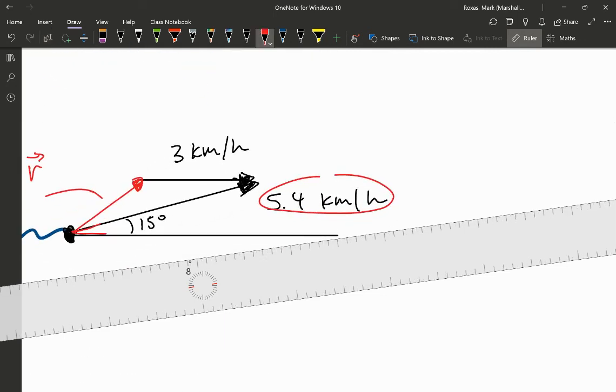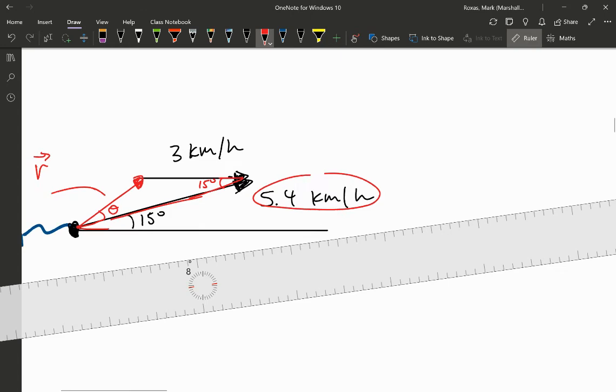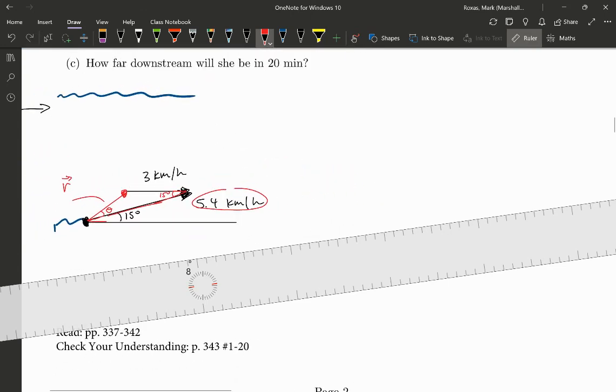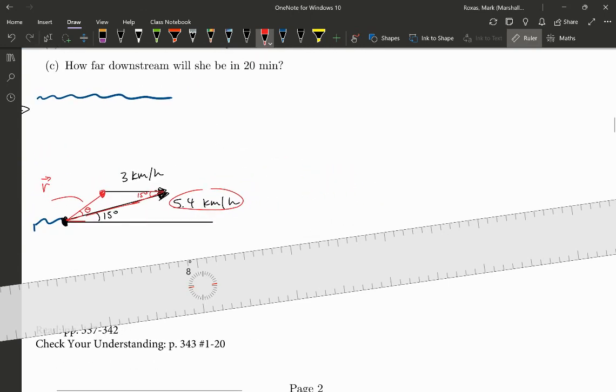I have a little bit of a Z pattern going on here. So we know inside this triangle I have a 15-degree angle, right? That's a Z pattern rule. And I'm probably going to look for this angle here, theta. We have two sides and the angle between them, the 5.4 and the 3 kilometers. The angle between them is 15 degrees. Therefore, I'm going to use the cosine law.